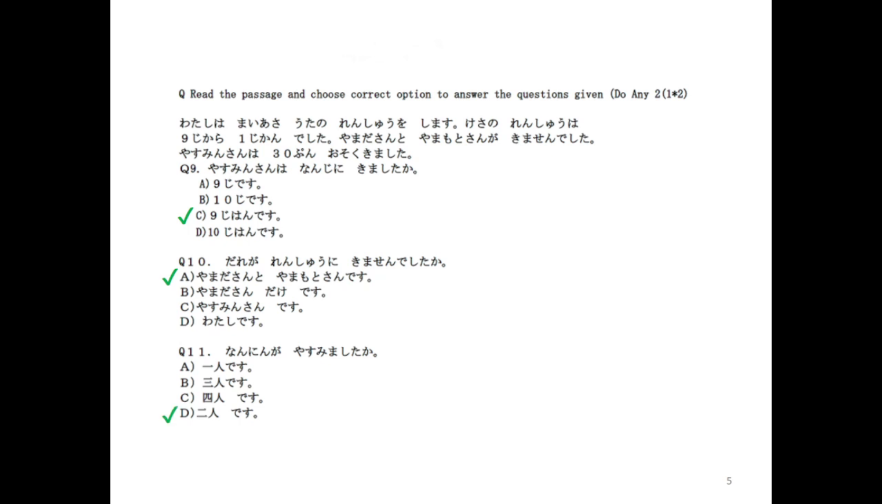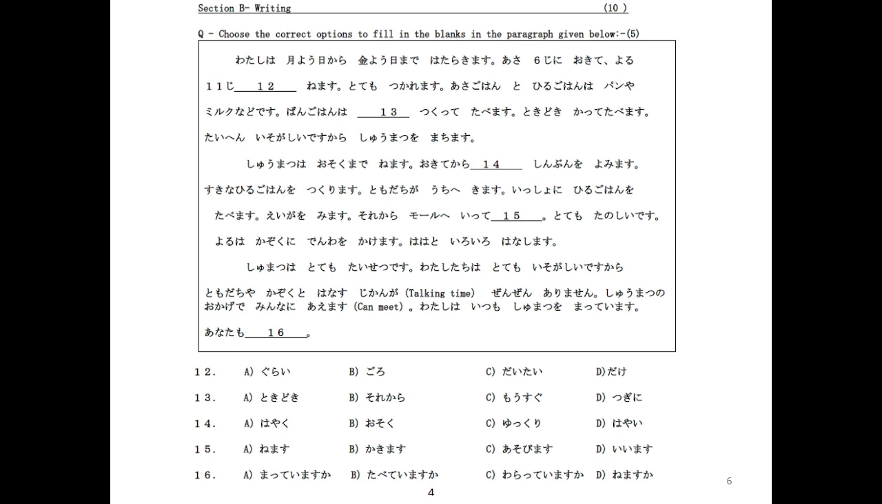Now let us go to section B and read the paragraph. 私は月曜日から金曜日まで働きます。朝6時に起きて夜11時寝ます。So what is going to come here? The correct answer is goro, which is around, which is option D. 11時頃 means around 11 p.m.